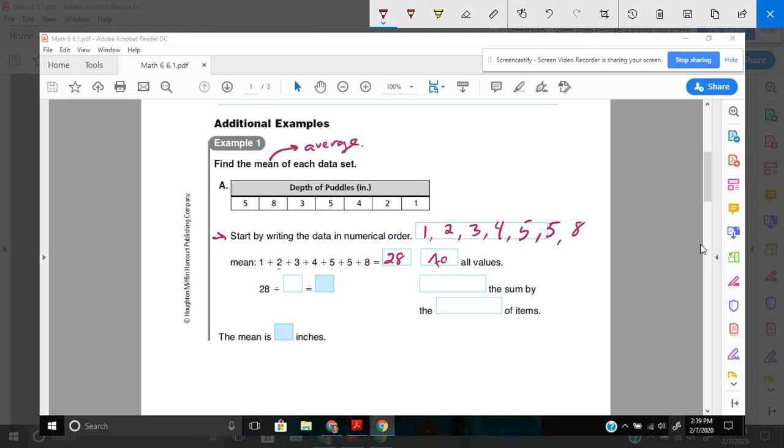Okay, again, we had to add all the values. And then we need to divide by how many there are. Okay, there's 1, 2, 3, 4, 5, 6, 7 total values. So 28 divided by 7 values gives us 4. Again, we had to divide the sum, which is 28, by the number of items or values. So the mean is 4 inches. The average depth of the puddles would be considered 4 inches.